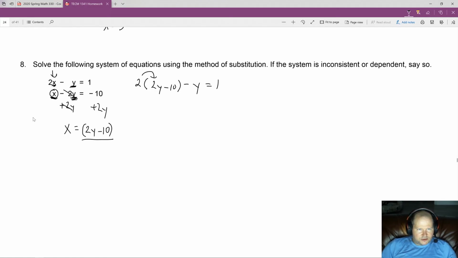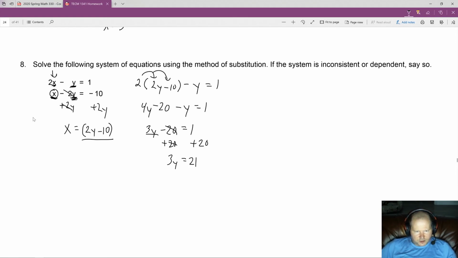We do distribution. 2 times 2y is 4y. 2 times -10 is -20. Minus y is equal to 1. 4y minus y is equal to 3y minus 20 equals 1. We want to get the 3y variable term by itself, so we undo the subtraction by adding 20, and whatever we do to one side, we do to the other. That gives me 3y is equal to 21, because 1 plus 20 is 21. Next, we undo the multiplication of y by dividing by 3, and whatever we do to one side, we do to the other, leaving me y is equal to 7.